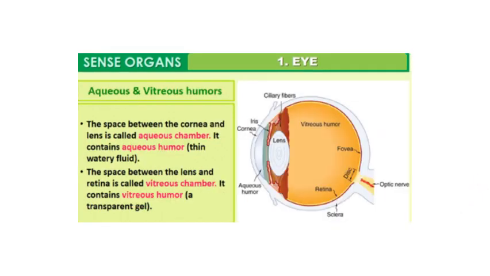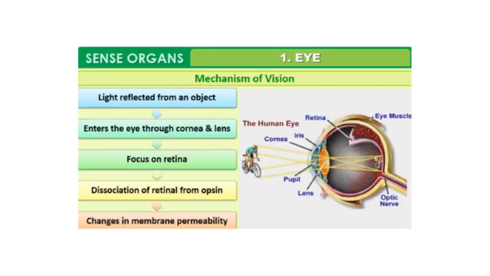Now let us learn what is aqueous humor and vitreous humor. The space between the cornea and the lens is the aqueous chamber. It contains aqueous humor. The space between the lens and the retina is called the vitreous chamber and it contains the vitreous humor, which is basically transparent.